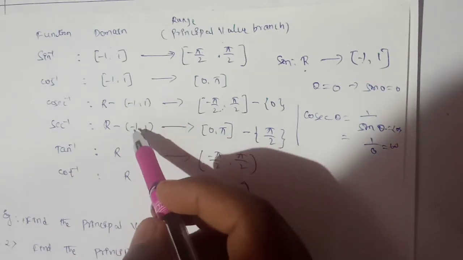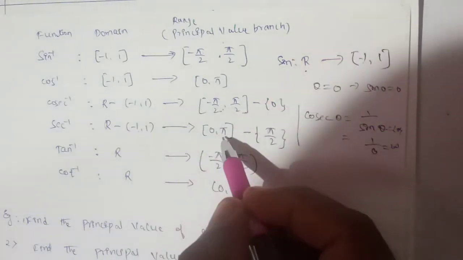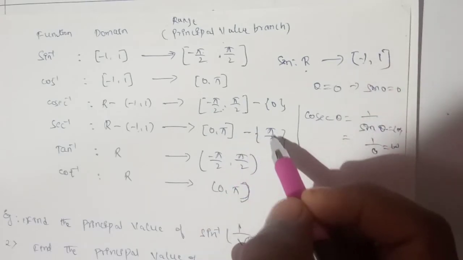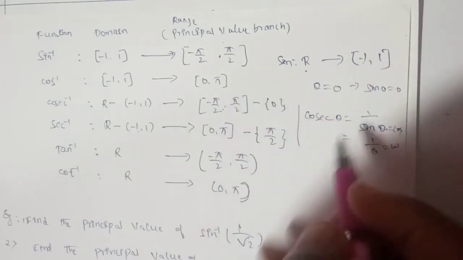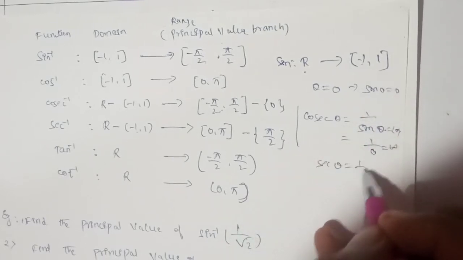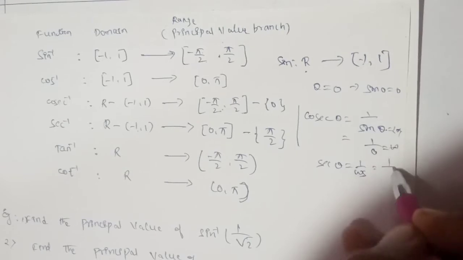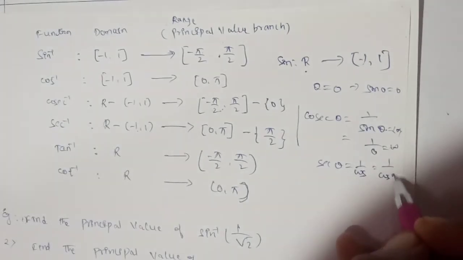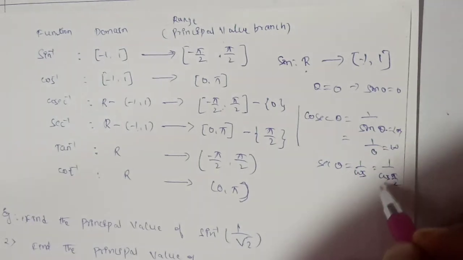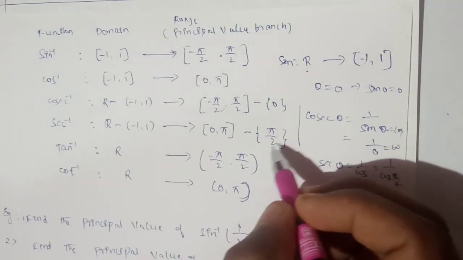The domain is the same and the range is the closed interval 0 comma pi except pi by 2. Why pi by 2, we know. For secant theta we can write 1 by cos. 1 by cos pi by 2, and cos pi by 2 is 0. 1 by 0 is undefined, therefore except pi by 2.